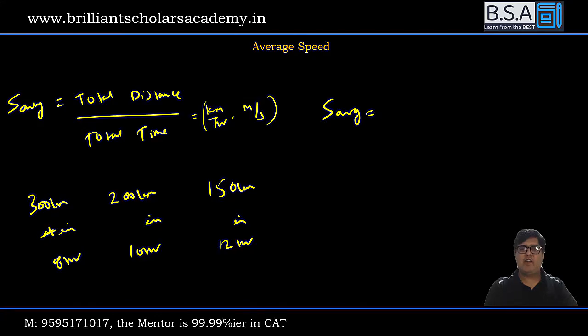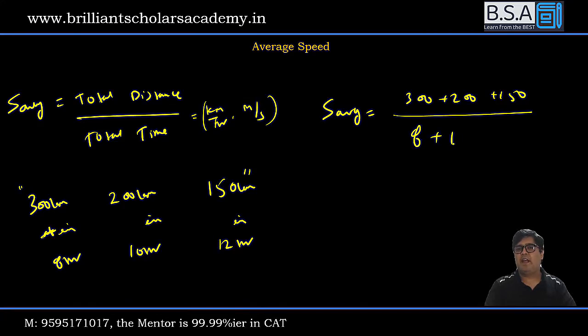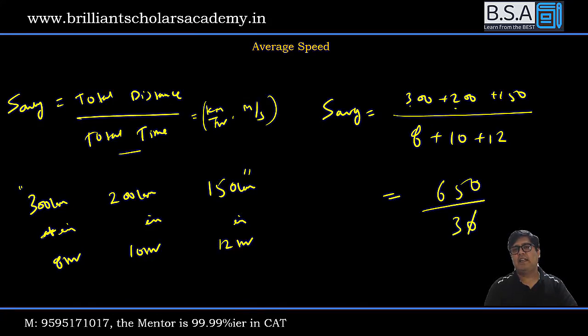As far as the logic goes, all you are supposed to do is add kilometers in the numerator: 300, 200, 150. And in the denominator, what do you add? Time, 8 plus 10 plus 12. Total time in the denominator, total distance in the numerator. So we have 650 divided by 30. Cancel, 65 upon 3. 21.66 kilometers per hour. And it will follow the same logic that you have studied in averages.